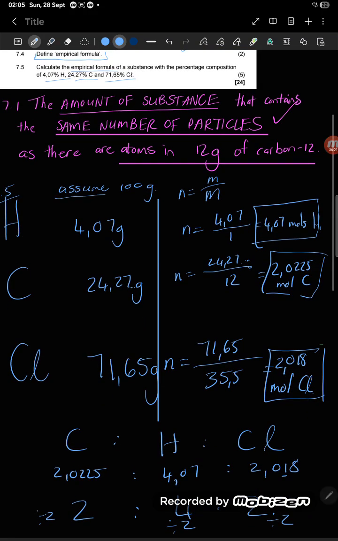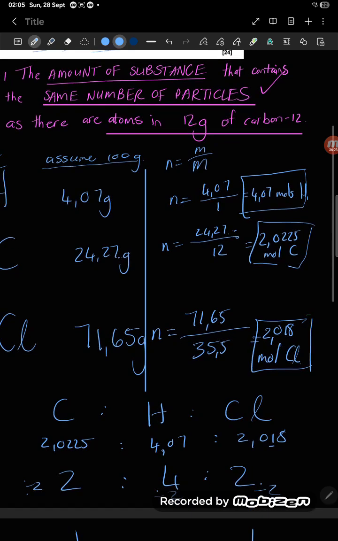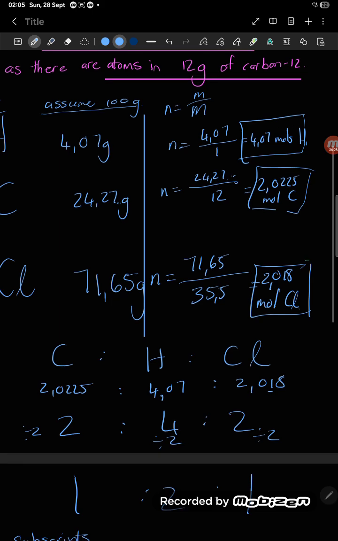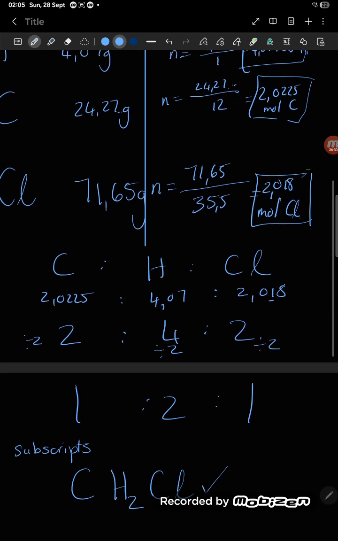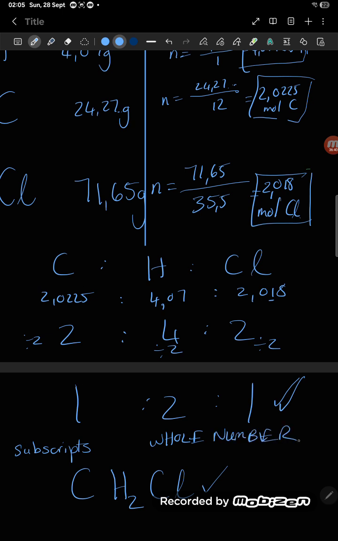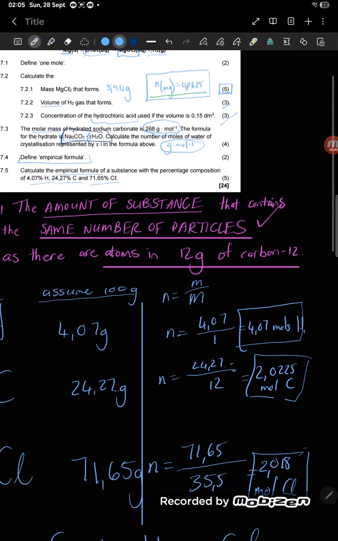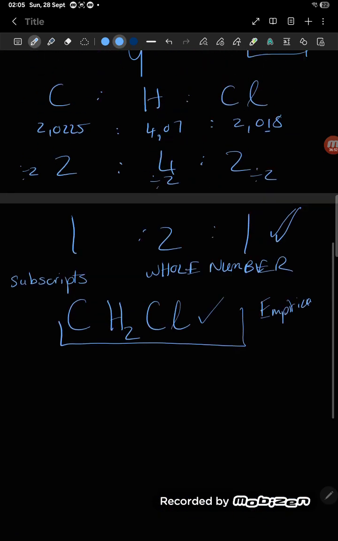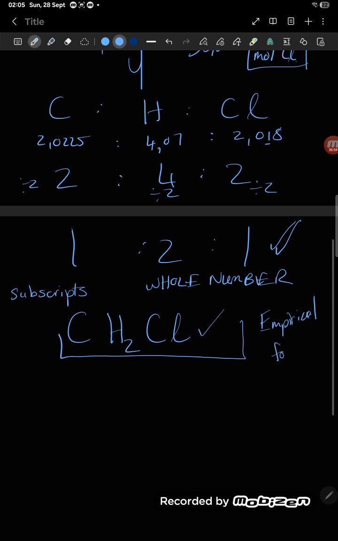You're going to assume that it's 100 grams. Then you're going to turn it into n equals m over M. Get it from your periodic table. Then turn it into a ratio. Simplest form, simplest whole number form. Then put it into a subscript. And this is your empirical formula. I did ask for empirical formula. Yeah, this is your empirical formula.